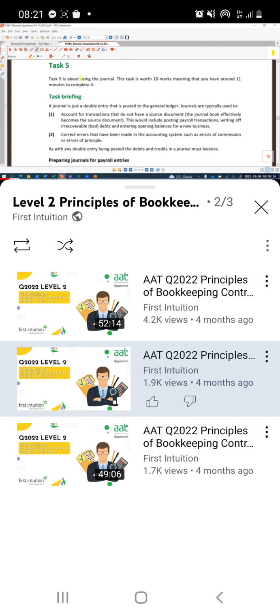So task 5 is all about using the journal. And within the journal, we're going to be preparing journals for things like payroll. We're also going to be preparing journal entries for things like writing off an irrecoverable debt, a debt that's never going to be received. So we've got payroll transactions in here. We've got irrecoverable and bad debts, possibly even entering opening balances for a new business that can pop up in here, as well as the correction of errors.